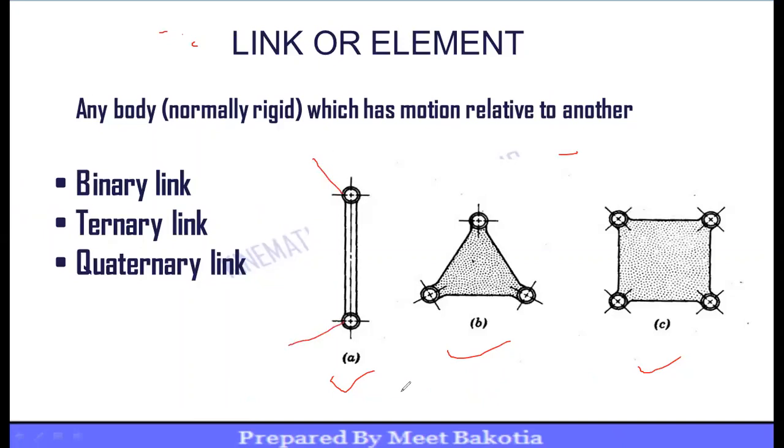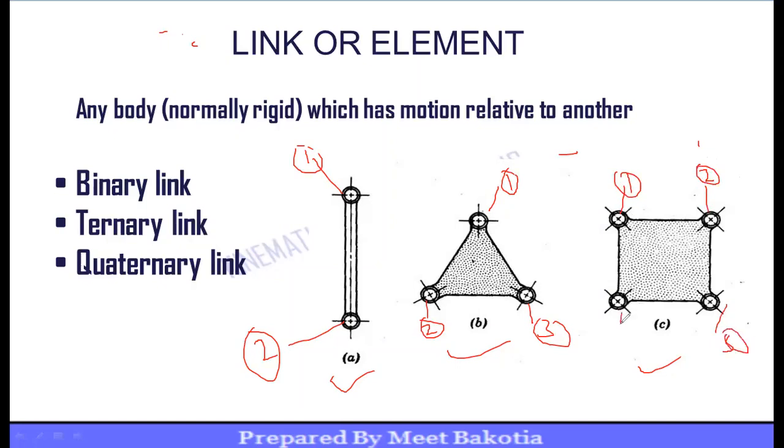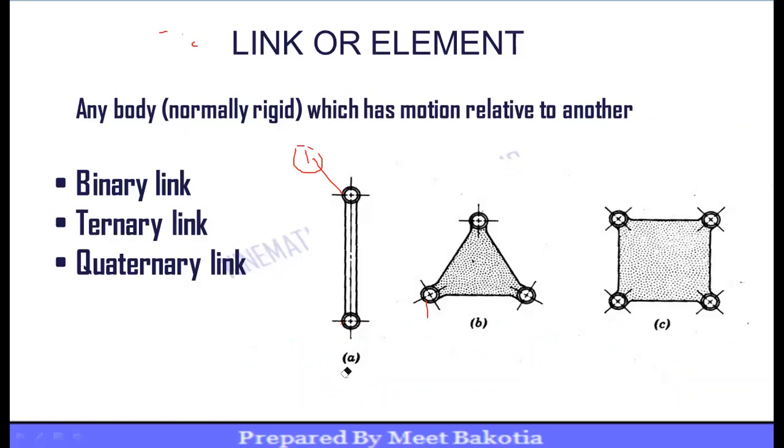So a binary link is that link which is connected to other links at 2 points. You can see this is point number 1 and this is point number 2. The same way, a ternary link is the link which is connected to other links at 3 points, 1, 2, and 3. A quaternary link is a link which is connected to other links at 4 points, 1, 2, 3, and 4. So binary, ternary, quaternary link basically describes how many other links it can be connected to at various points. That is what is described here.